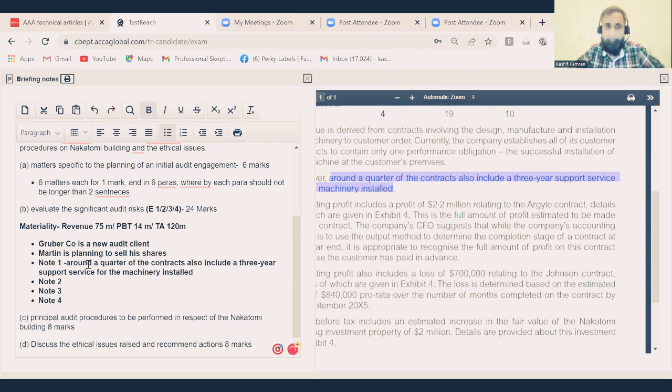Now what's the risk? Around a quarter of the contract includes a 3-year support service for the machinery installed. What if the revenue is recorded early? You should defer the revenue over a 3-year period, and you should record this as an unearned revenue, as a deferred income. And each year, you should take a proportion of that to your revenue.